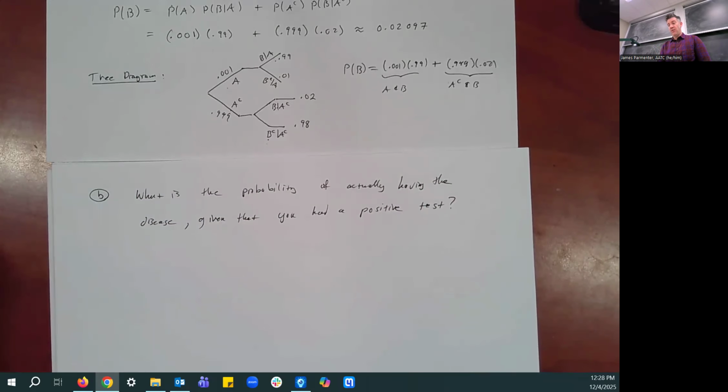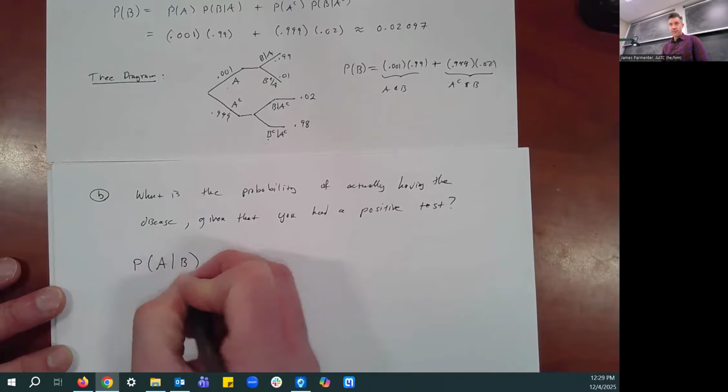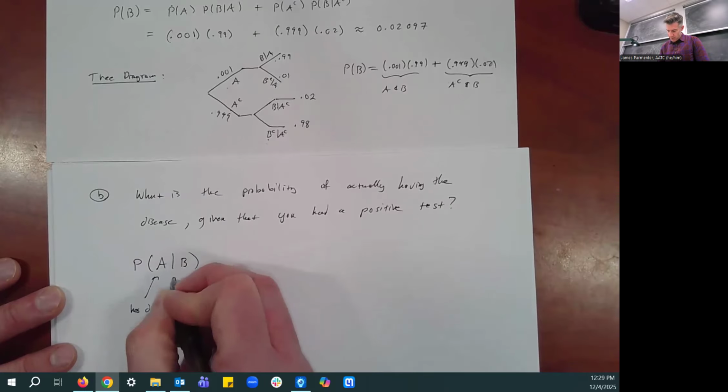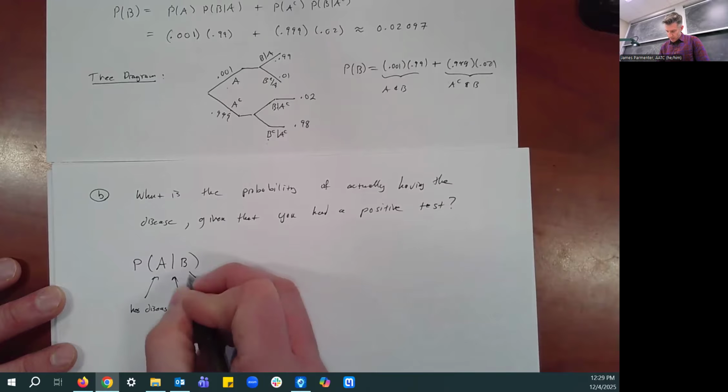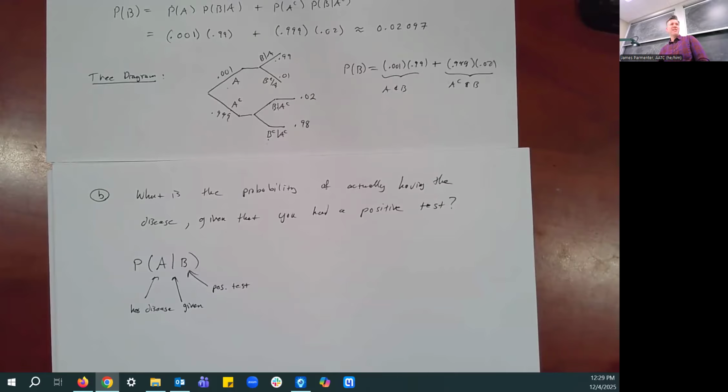Well, it's not one of the ones we're already given, right? It's not B given A, because we know the probability of a positive test given that you have the disease is 0.99. We're trying to find the probability of A given B: having the disease given a positive test, right? Because that's actually what matters. If you test positive for this thing, you want to know how likely it is that you actually have this disease, this affliction.